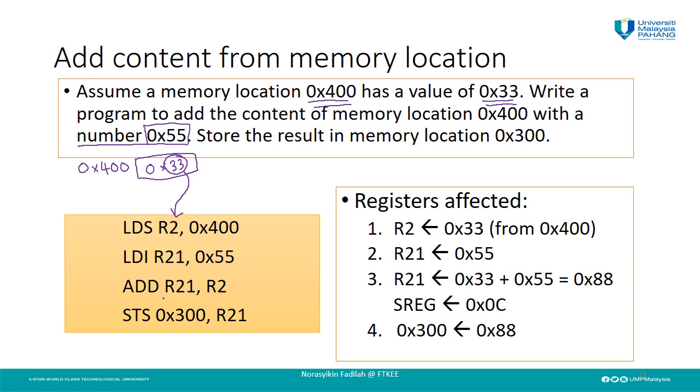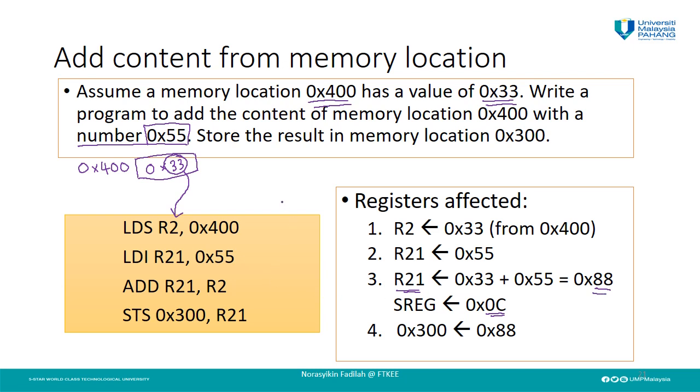In this case, we use add R21 with R2. So R21 will be updated with the result, and then the status register will also be updated depending on the result here.